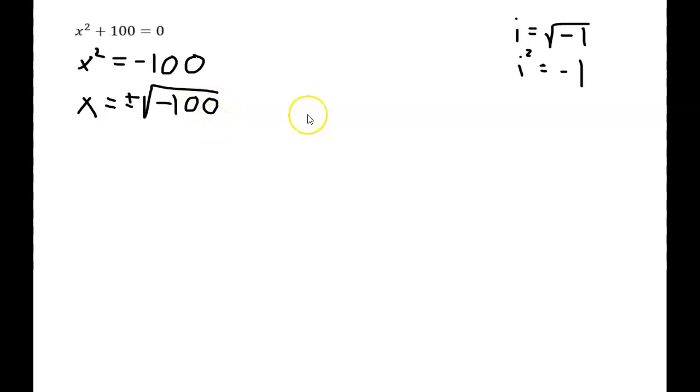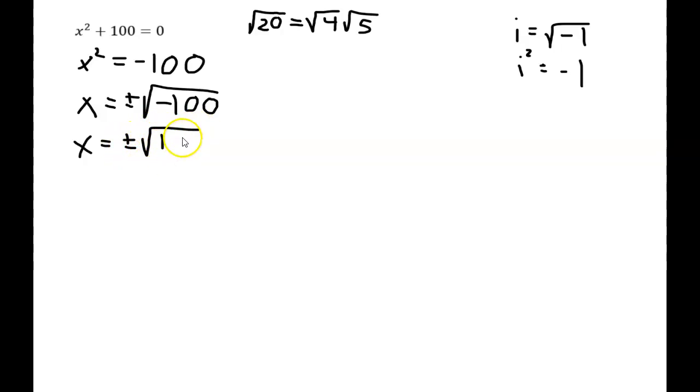Now, if you remember from before, if I had the square root of 20, I could rewrite that as the square root of 4 times the square root of 5. That was one of our nice properties. We could just break it up into two roots. I'm going to do the same kind of thing here. So I'm going to say x is equal to plus or minus the square root of 100 times the square root of negative 1. Because 100 times negative 1 is negative 100, I can break it up like that.